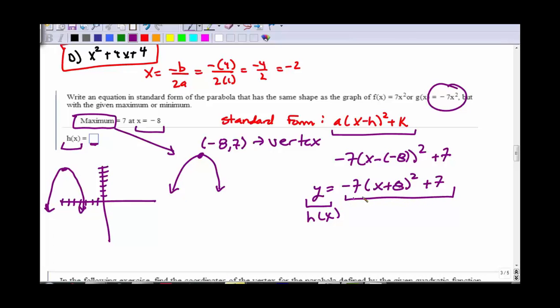Another thing that we could do is to plot this on your calculator, plug in this equation and see what it looks like when we graph it, to see if we do indeed get this vertex of negative 8, 7 with a maximum of 7 when our x value is negative 8.